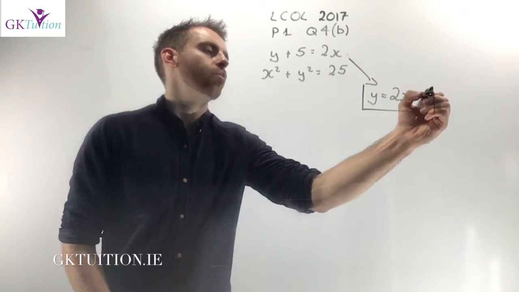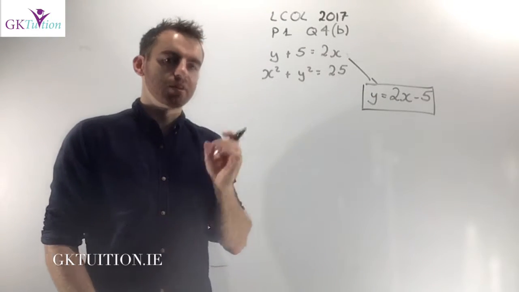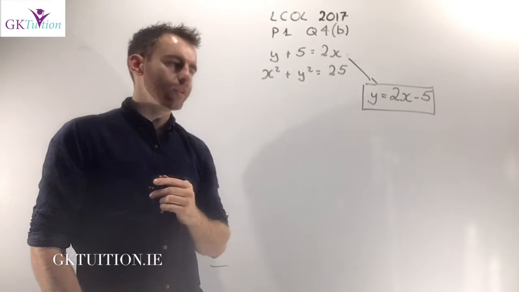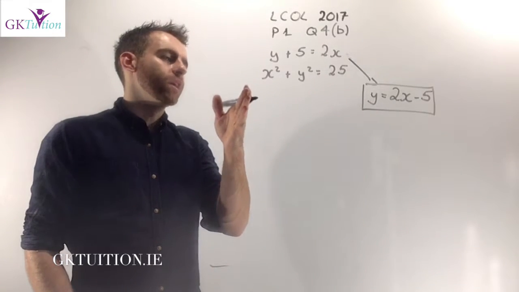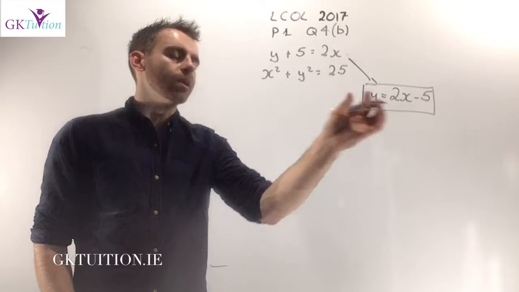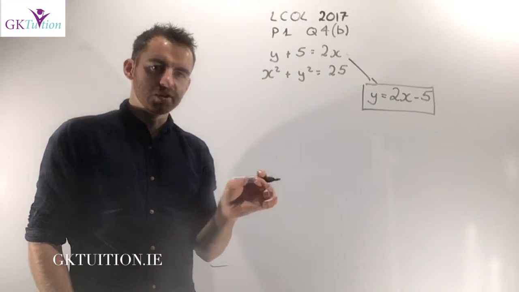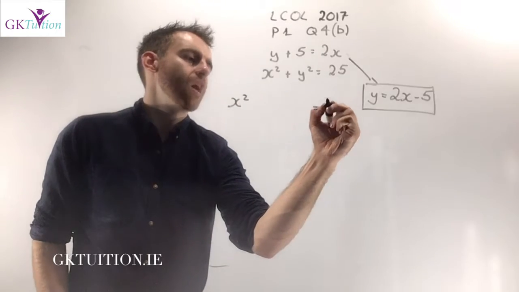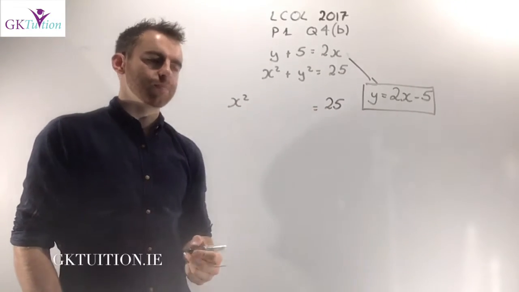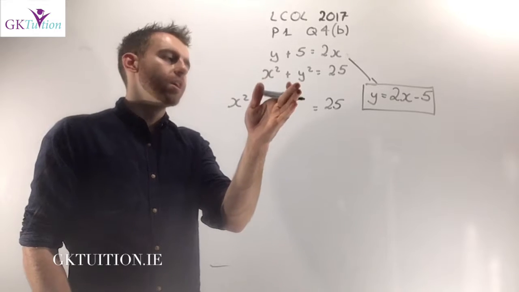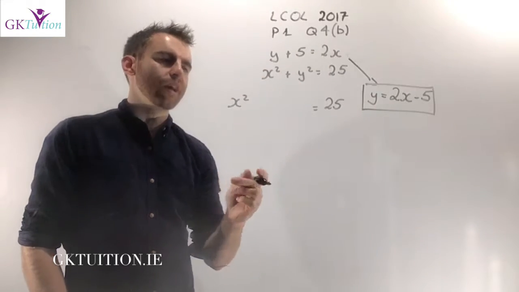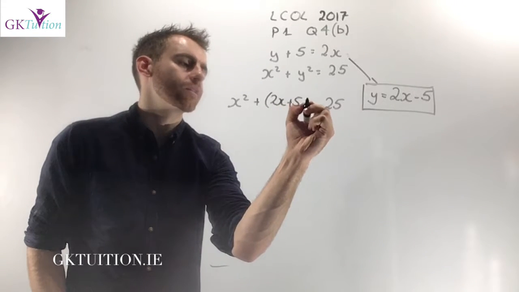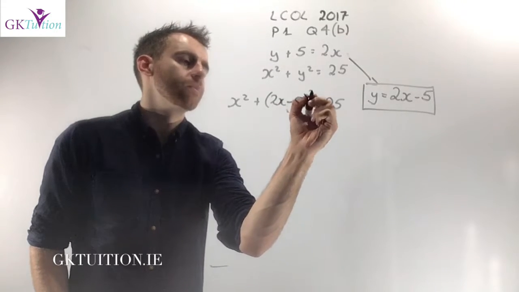Once you've isolated one of the letters, now we need to concern ourselves with the other equation. The other equation is x squared plus y squared equals 25. And what I want to do is, everywhere there's a y, I'm going to sub in 2x minus 5. So this is my substitution step. I'm going to rewrite the first term exactly as it is. I'm going to rewrite the last term exactly as it is. But instead of y squared, I'm going to sub in 2x minus 5, so that becomes 2x minus 5, all squared.